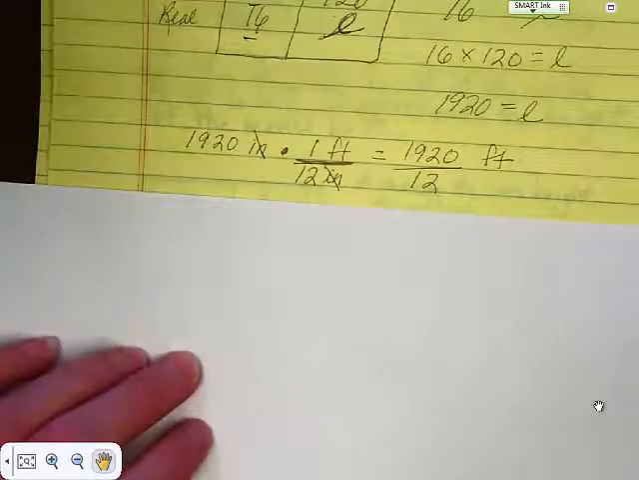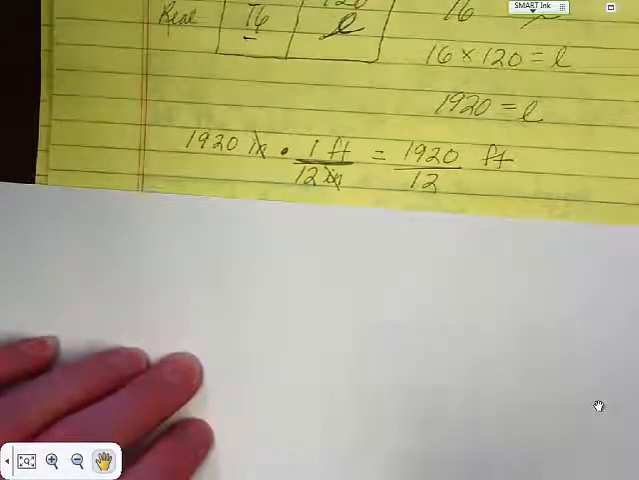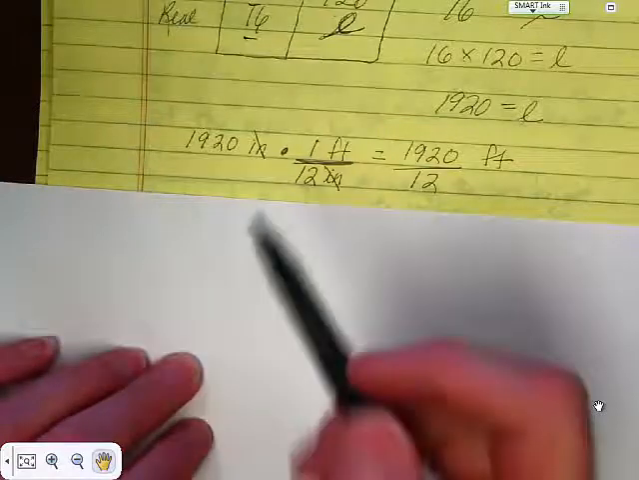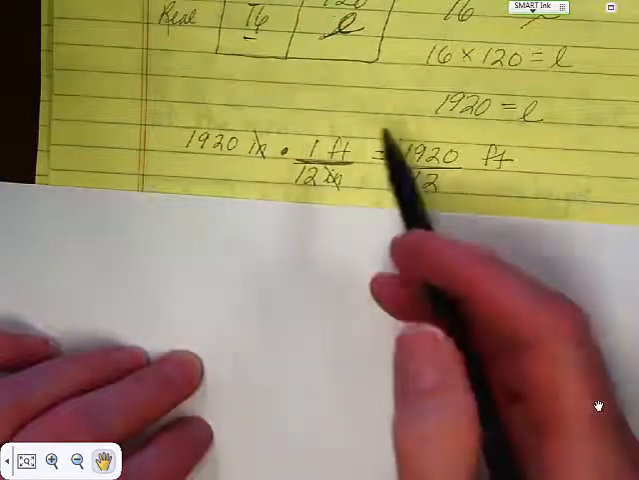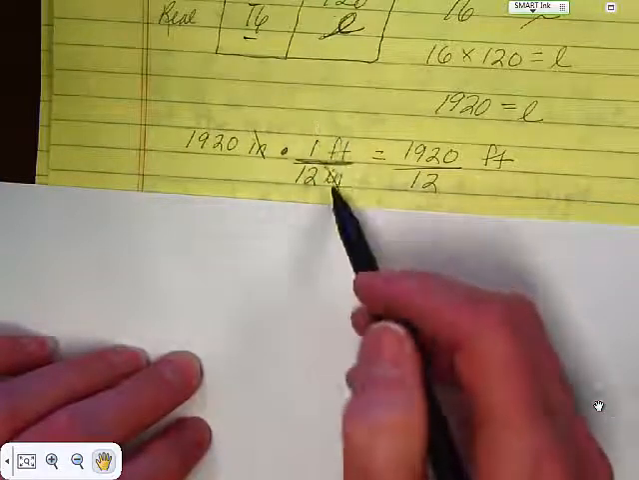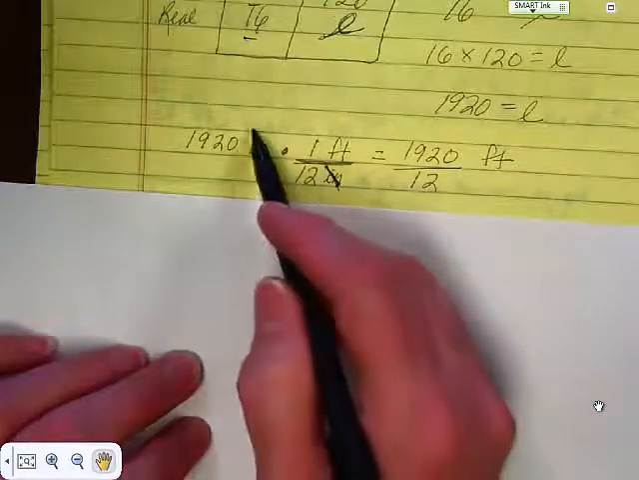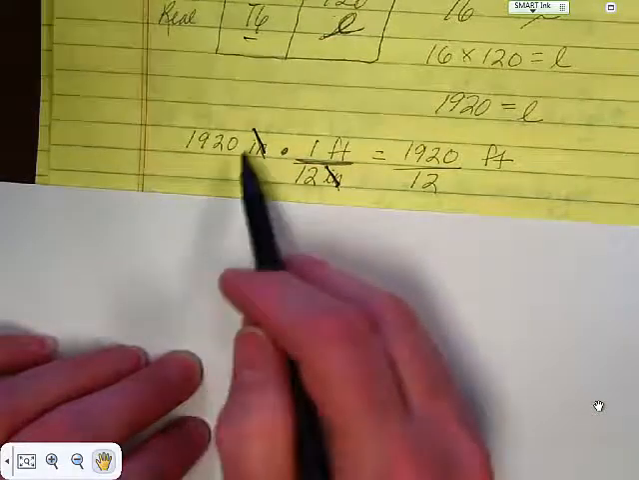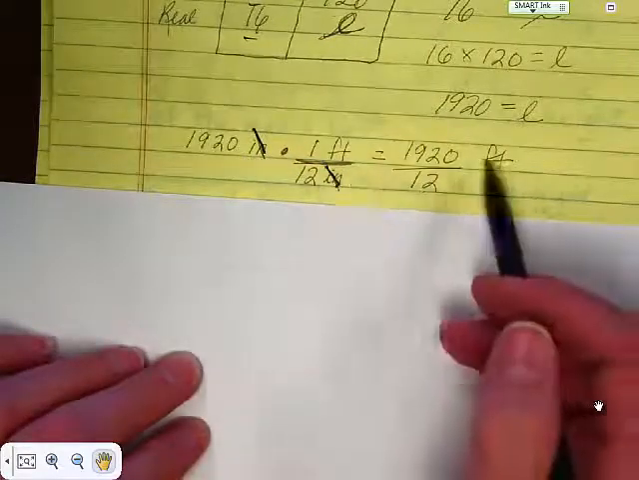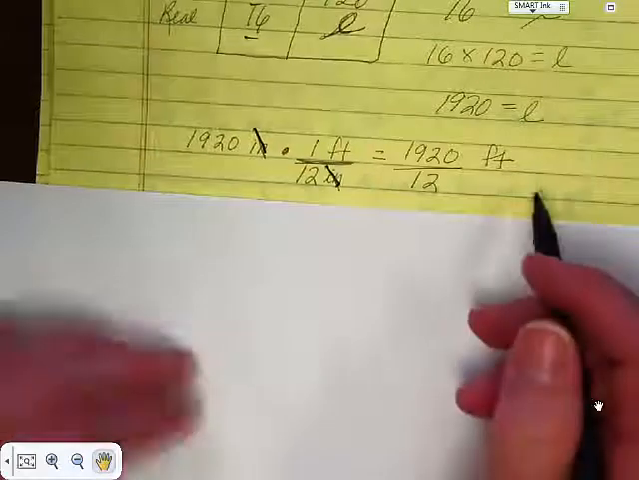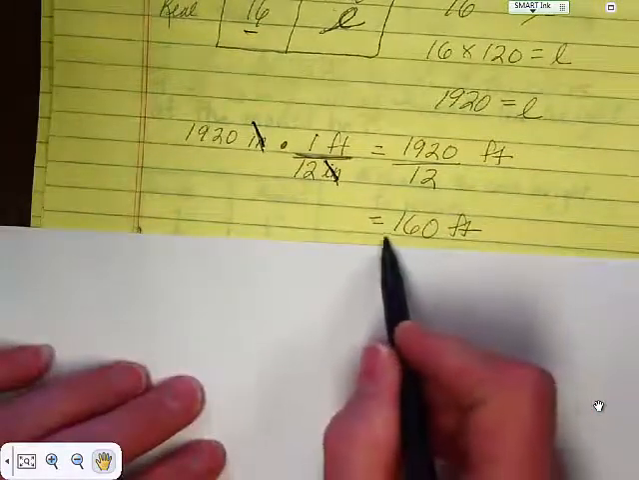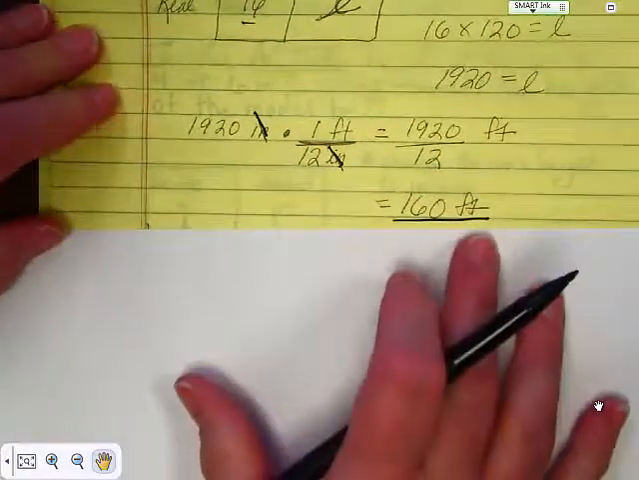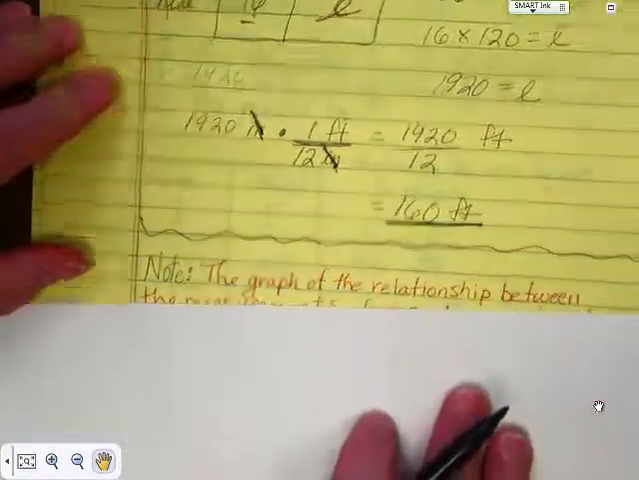Now this is using a unit conversion. So we're taking 1,920 inches times 1 foot over 12 inches. Then you can cross out the inches. So you end up with 1,920 times 1 foot over 12. You divide, and you end up with 160 feet. We still get the same answer. Again, with math, you can do things about 25 ways and still get the same answer.